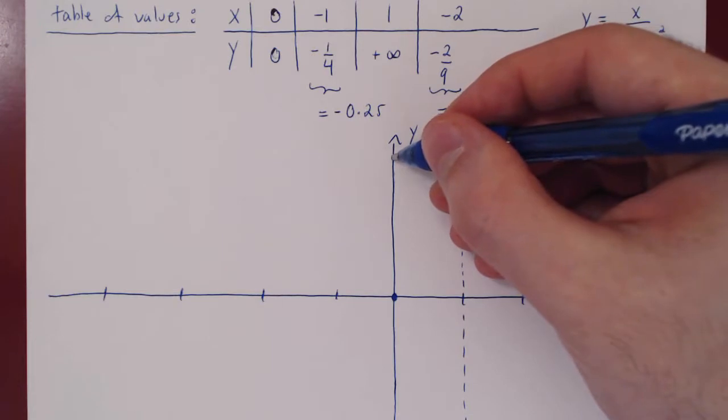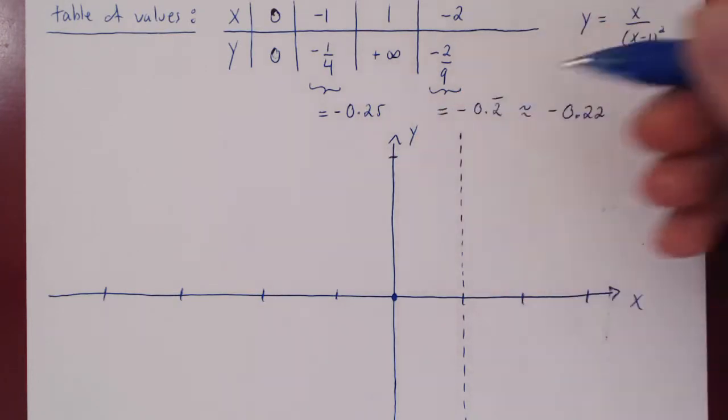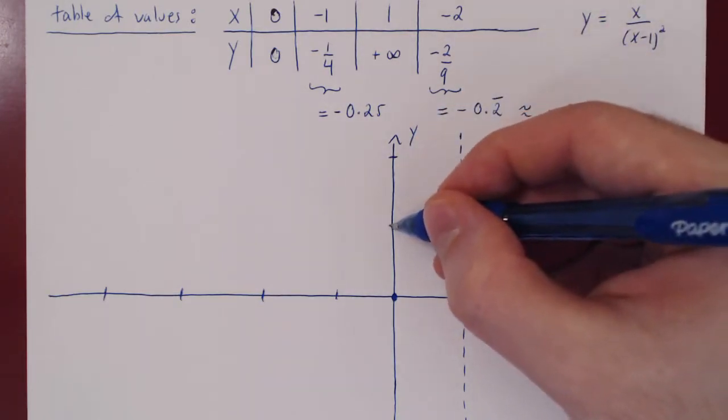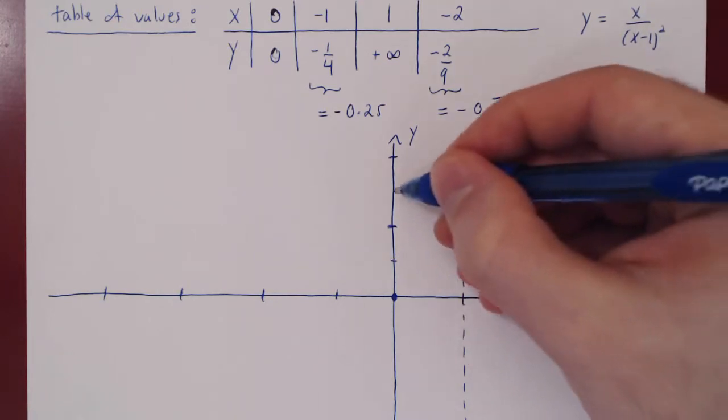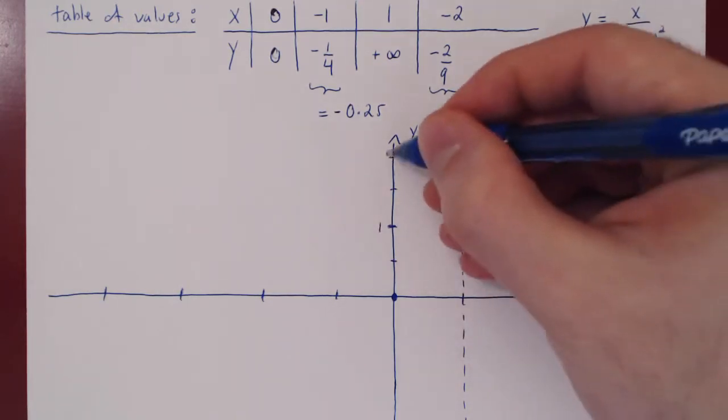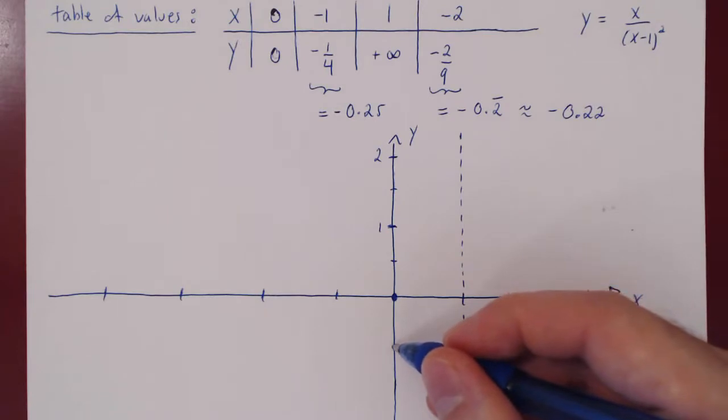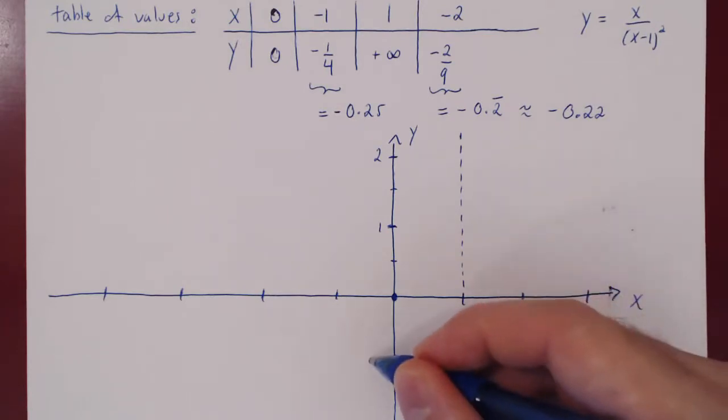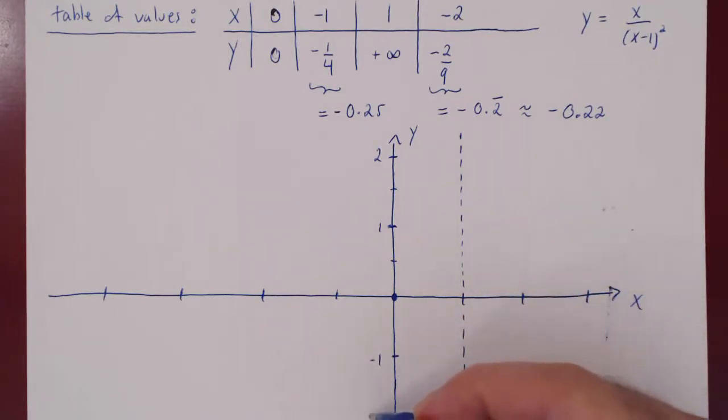Or suppose this is equal to, say, 2. This is 1. Then this is 0.5. So let's go with 1 and 2. Therefore, -1, -2.